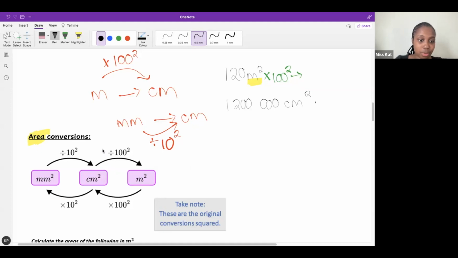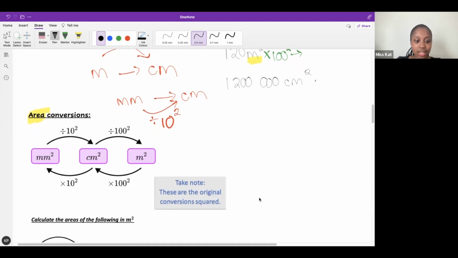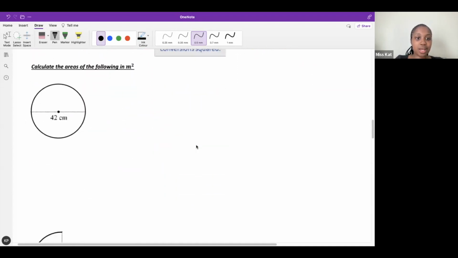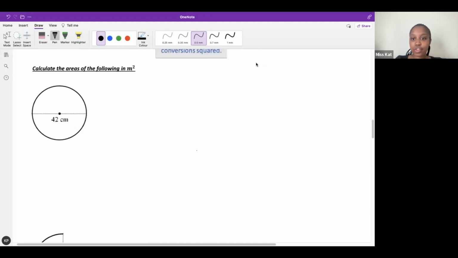Let us see if we do understand. Okay, now I need the area of the circle, in meters squared. So right now it is in centimeters, so we're going to have to convert the area. We're converting the area, not the dimension. The area has to be converted.